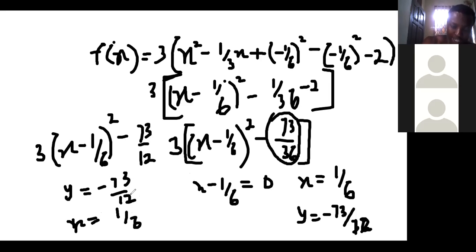So now this is your minimum value: the minimum value is negative 73 all over 12, and your x value is 1 all over 6. So the two of them constitute your turning points. If you didn't get it, we are going to solve more questions so that you get it better. So please put it in your book. I'm writing. Okay, good.